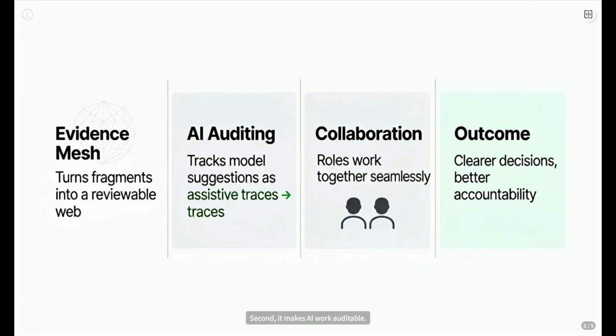Second, it makes AI work auditable. Those helpful suggestions from models, they're tracked as assistive traces, not hidden answers. You compare versions, revise assumptions, and document why you accepted or rejected something. Transparency, baby. Third, it fosters real collaboration.